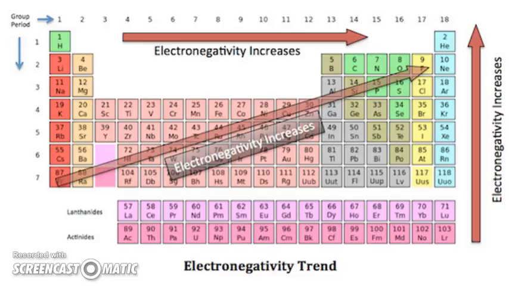I'm going to teach you about electronegativity. What is it, you ask? Well, I define it as the power that an atom in a molecule has to attract electrons. As you can see here, it can be shown as a trend on the periodic table. As you go from left to right and down to up on the periodic table, electronegativity tends to increase.